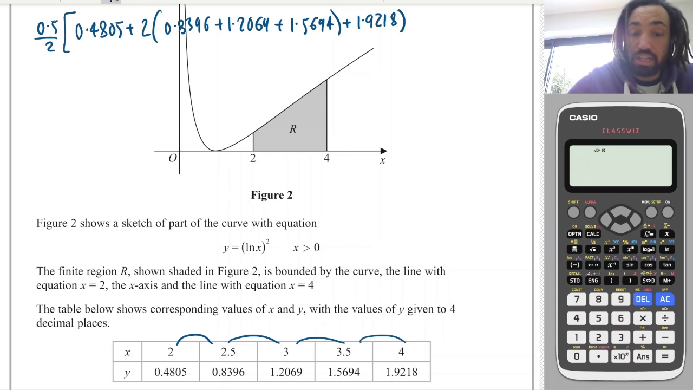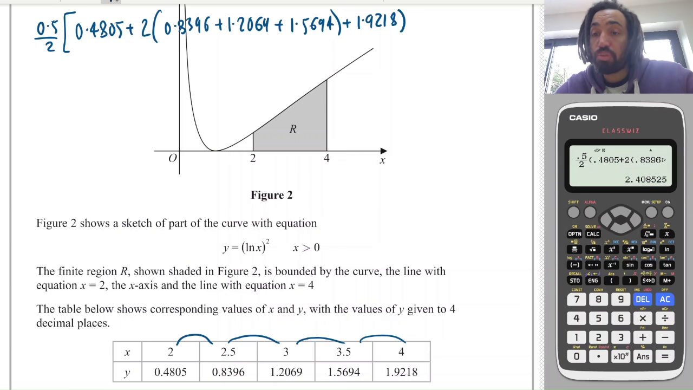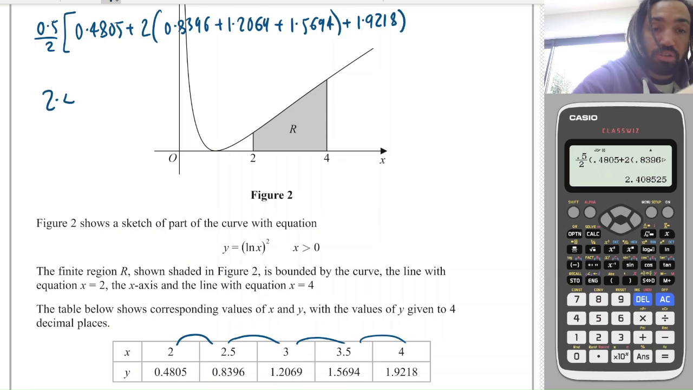So let's put that into our calculator. 0.5 over 2, open bracket, 0.4805 plus 2 lots of 0.8396 plus 1.2069 plus 1.5694, close brackets, plus 1.9218, and we get three significant figures, 2.41. So 2.41.